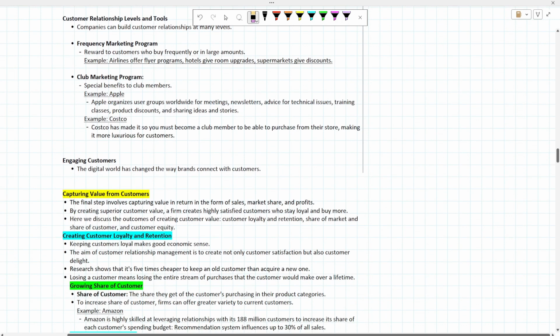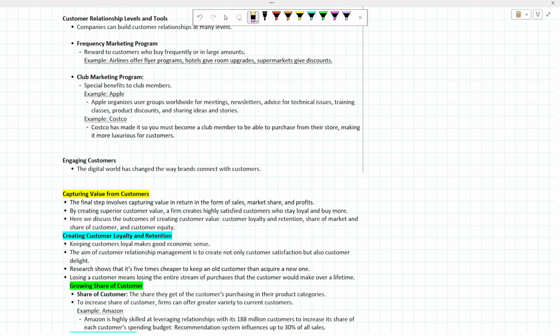Engaging customers. The digital world has changed the way brands connect with customers. Capturing value from customers. The final step involves capturing value in return, in the form of sales, market share, and profit. By creating superior customer value, a firm creates highly satisfied customers who stay loyal and buy more.